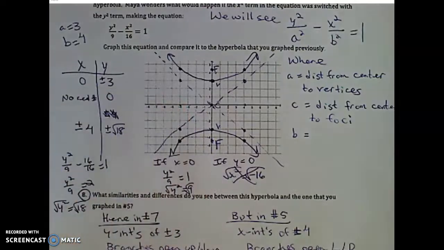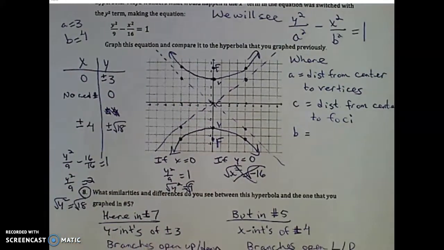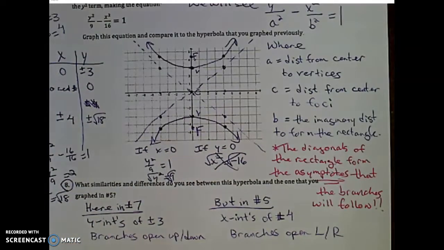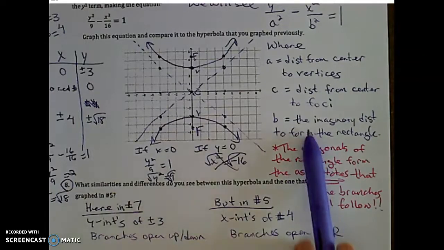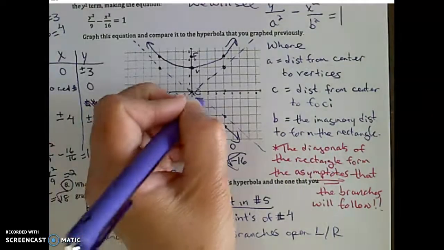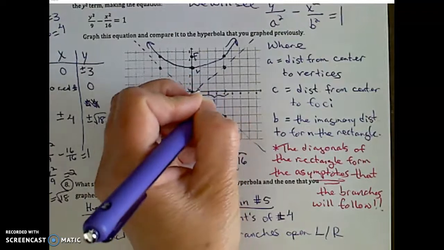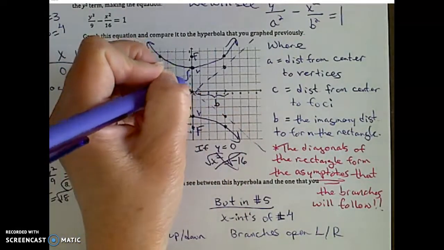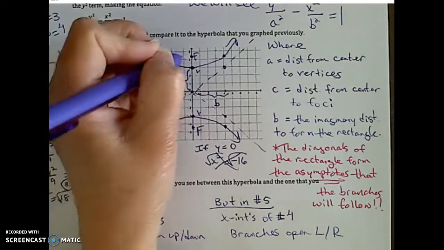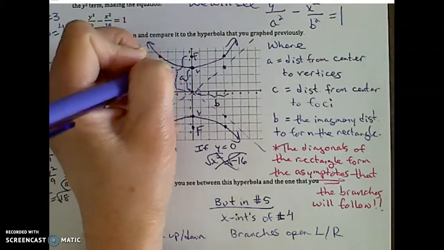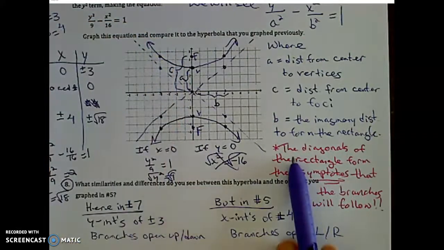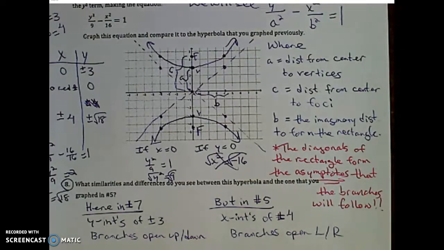Take a minute and label those things, and I'm going to label that B. Okay, so jot down a few things if you would. B is that imaginary distance to form the rectangle. So this is my B value. This was my A value. And this was my C value. The diagonals of the rectangle that you've drawn form the asymptotes that the branches for your hyperbola will follow. Take a moment and jot those down.